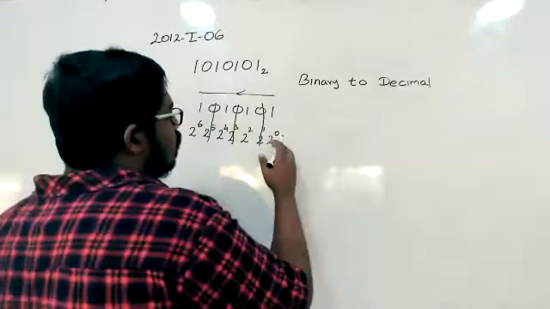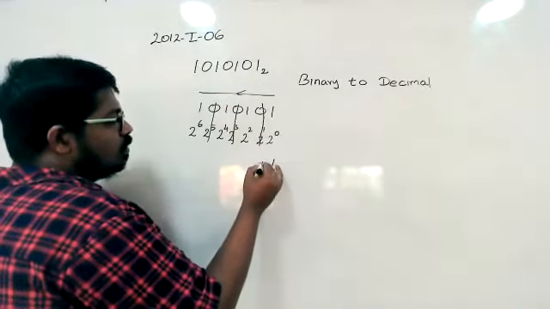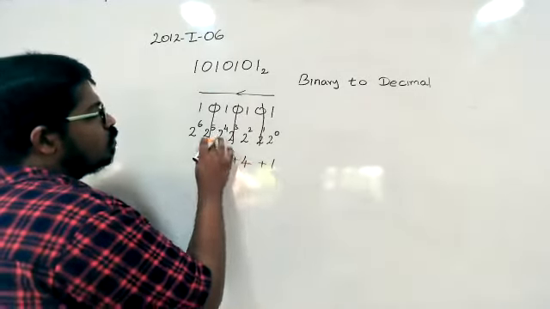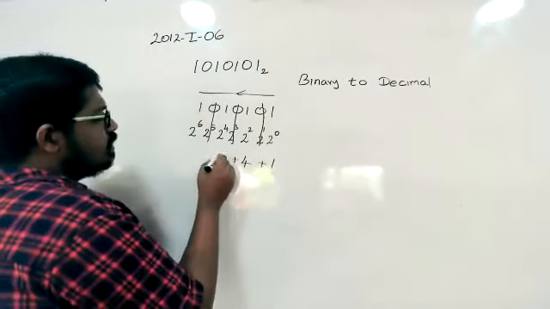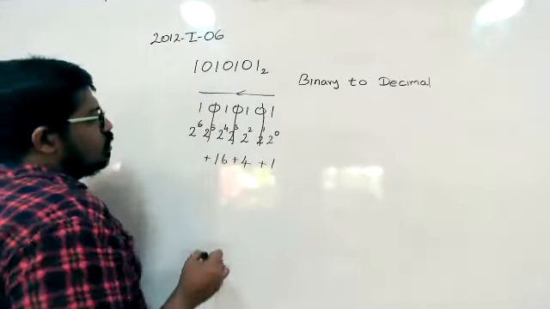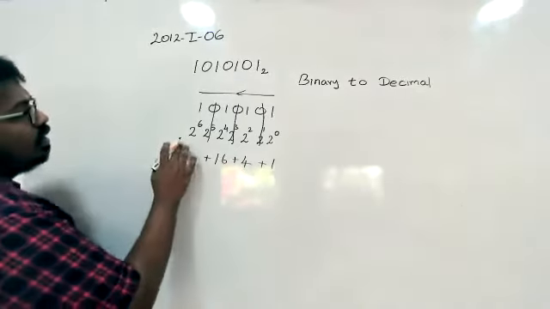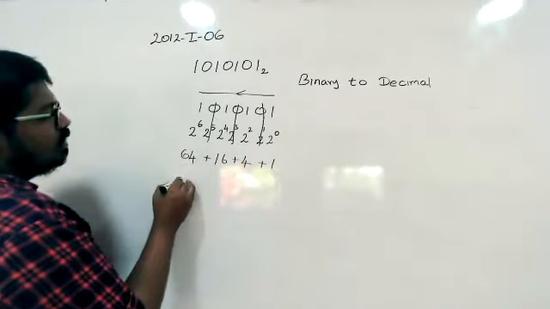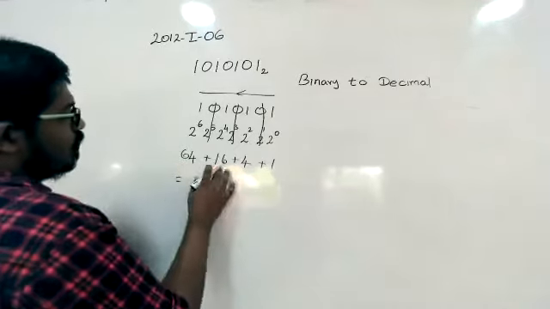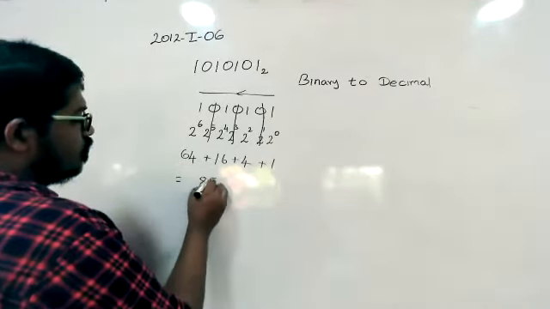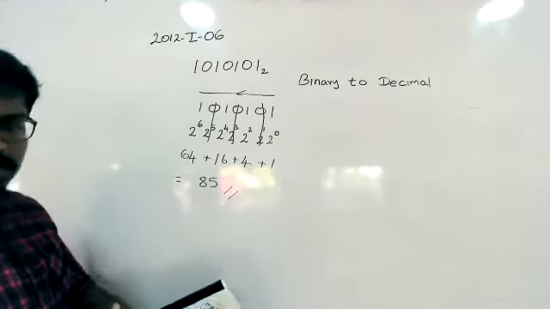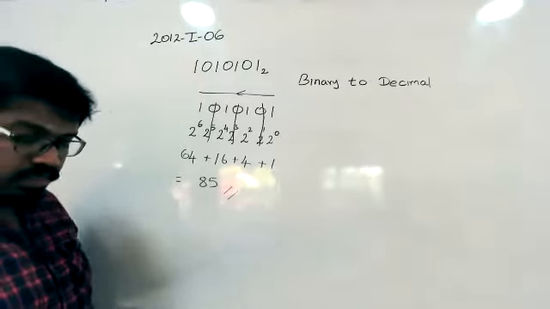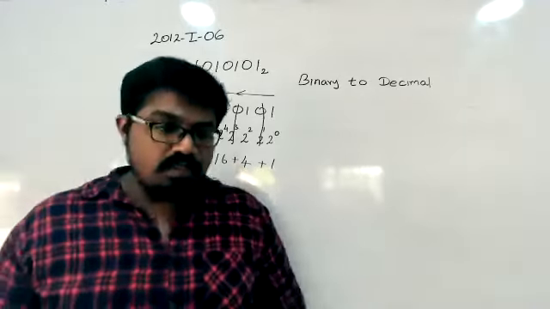So 2 to the power 0 is 1, 1 into 1, 1. 2 to the power 2 is 4, 4 into 1, 4. 2 to the power 4 is 16, 16 into 1, 16. 2 to the power 6 is 64. So when you add these things, 64 plus 16, 80, 84, 85 will be your answer. So that is the fourth answer option. You can determine that the answer option is the fourth one.